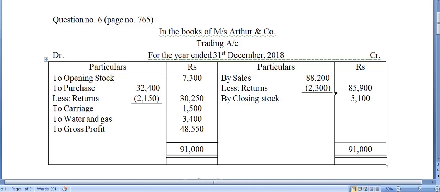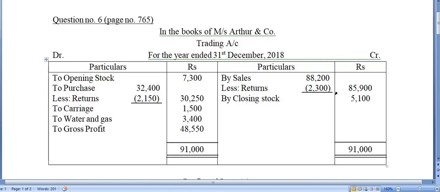Now you already know from the previous chapter, where we did final accounts without adjustment, there was only one adjustment, that is closing stock. I have already said that if the closing stock is given inside the trial balance, it means it has already been adjusted with the purchase. So the closing stock will not appear in the trading account, but in the balance sheet it will appear. But if the closing stock is given outside the trial balance, then the closing stock will appear twice: once in the trading account, and a second time in the balance sheet.